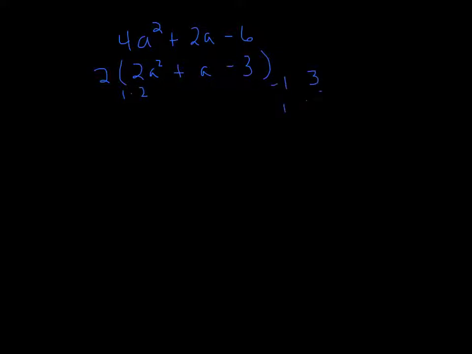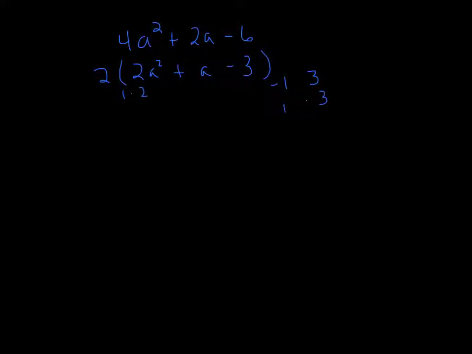Okay, we have 4a squared plus 2a minus 6. Okay, when you look right there, you should notice right away, common factor is 2. So you get 2a squared plus, we're just going to put a, but it could be 1a if you wanted to, and minus 3. Okay, and this time we have 1 and 2 as the factors. We have negative 1 and 3, and 1 and negative 3.